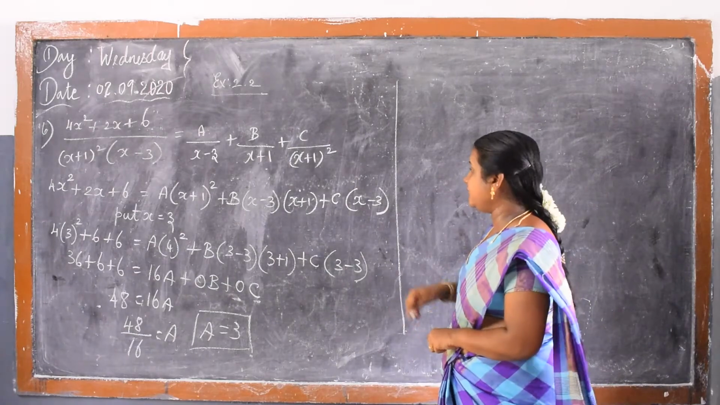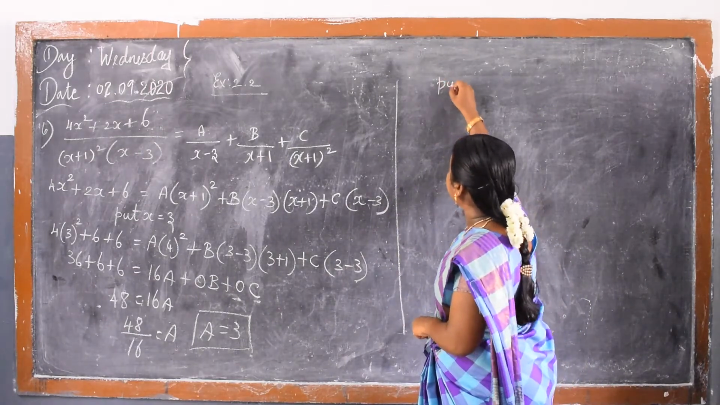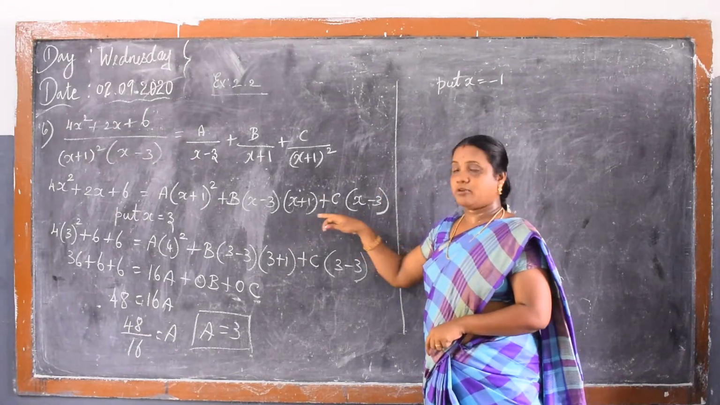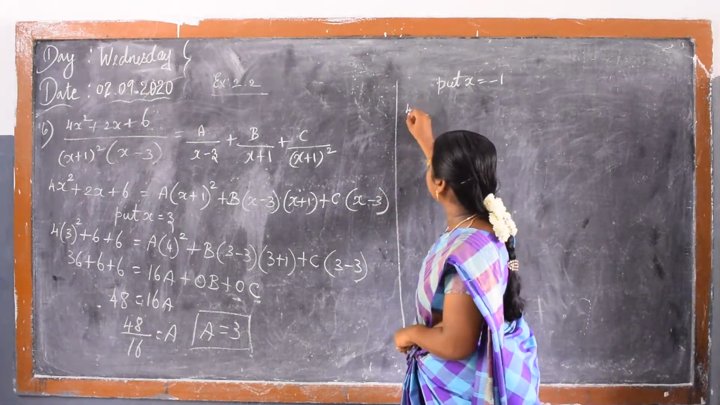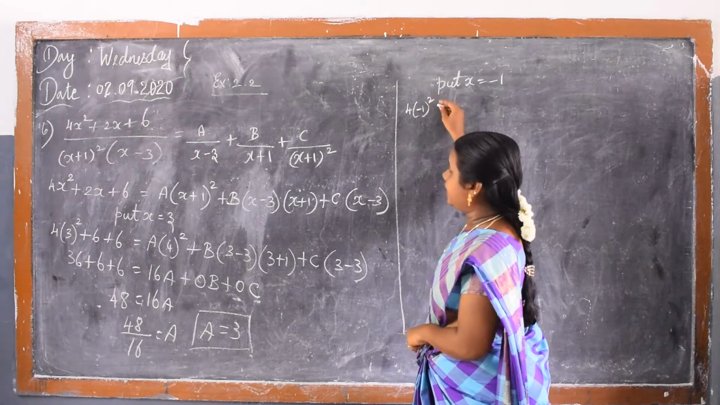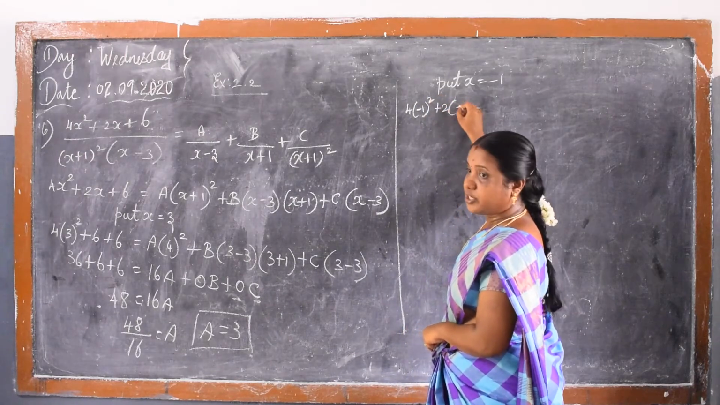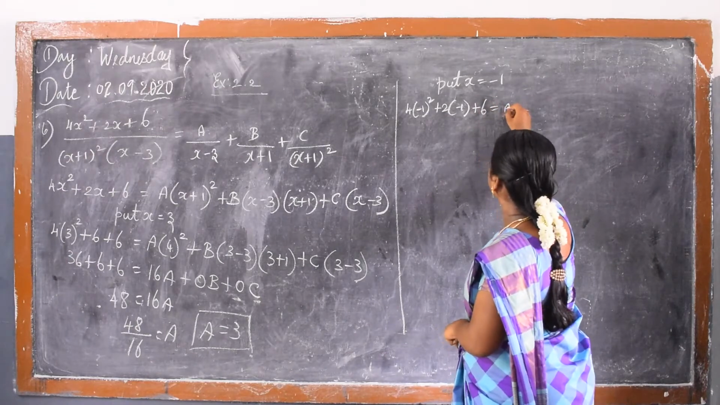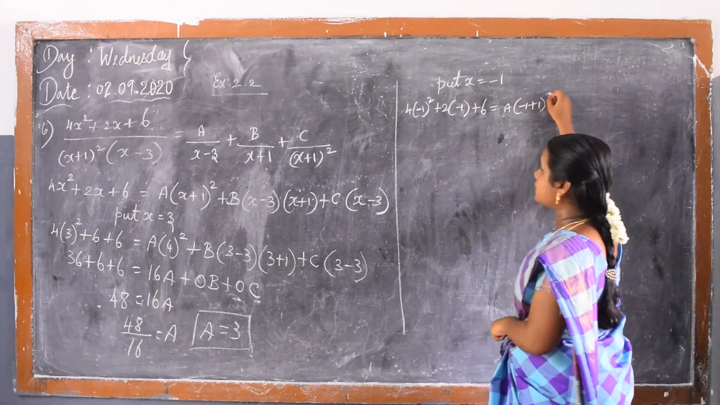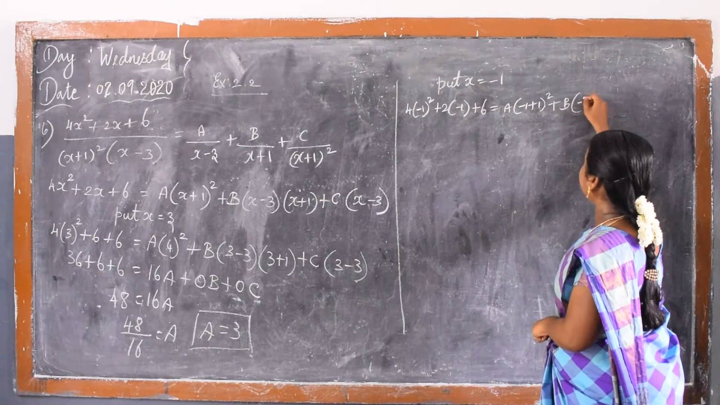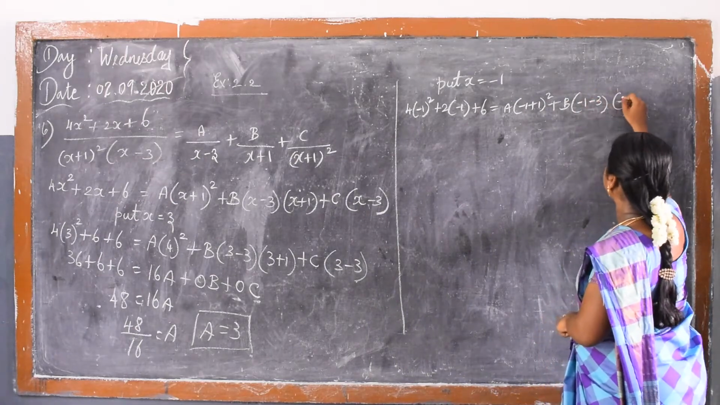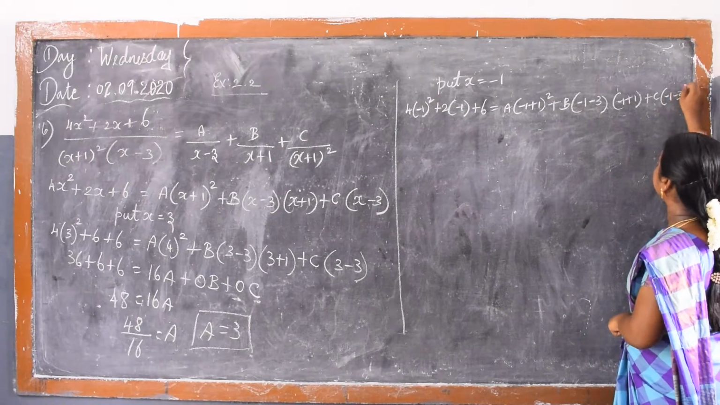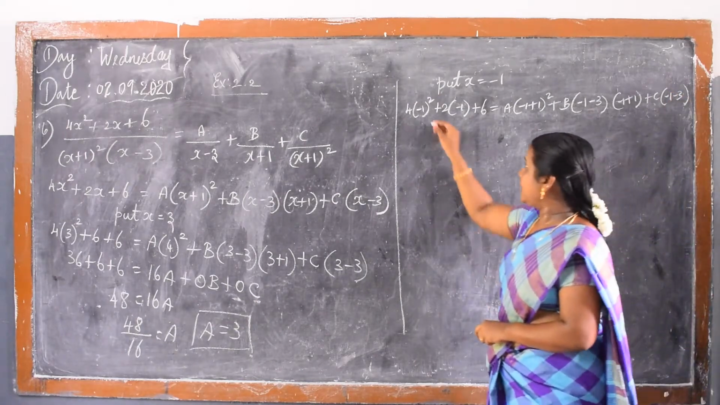See, for finding the next value, I am going to put x is equal to minus 1. In the place of x, I am going to write minus 1. So 4 into minus 1 whole square, 2 into minus 1, plus 6 is equal to a into minus 1 plus 1 whole square into minus 1 minus 3, plus b into minus 1 plus 1, plus c into minus 1 minus 3. See, what is the answer here?